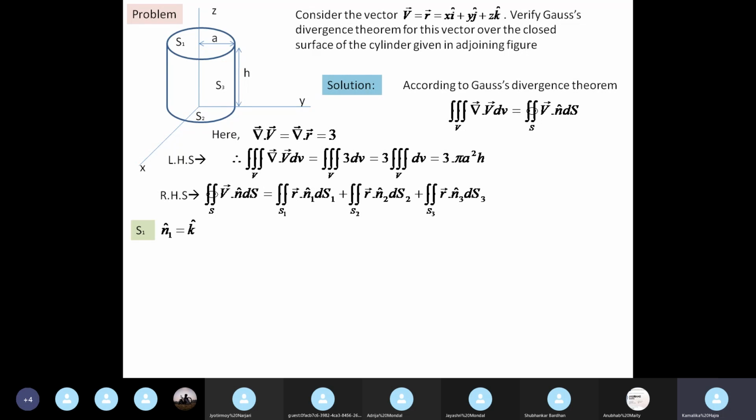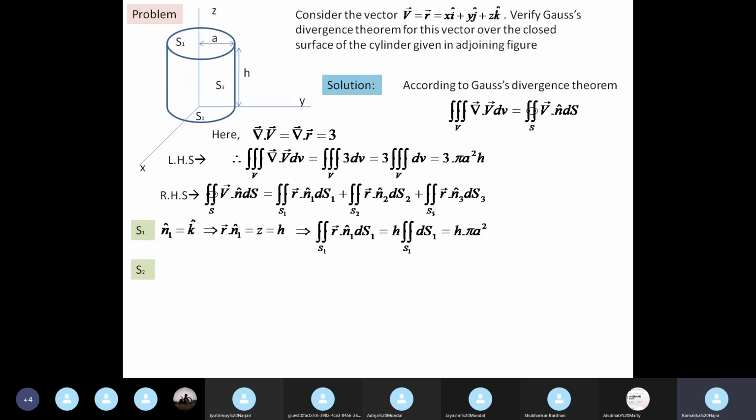For S1, n cap is k cap along the z axis. So r dot n cap is z, which is h. The value of z at this point is h. So r dot n cap dS for the first surface is h, which comes out. So integration of dS1 will give you the area of this surface. This is the area of this circle of radius a, which is pi a square. So the first integration gives you pi a square h.